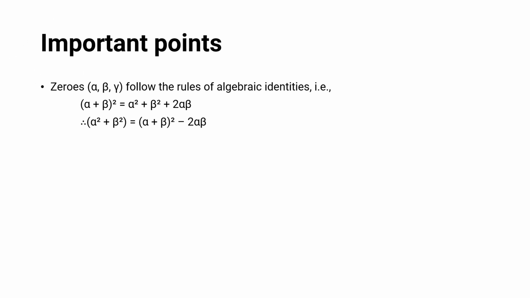Zeros alpha and beta follow the rules of algebraic identities, that is, alpha plus beta, whole square, is equal to alpha square plus beta square plus 2 alpha beta. Therefore, alpha square plus beta square is equal to alpha plus beta, whole square, minus 2 alpha beta.